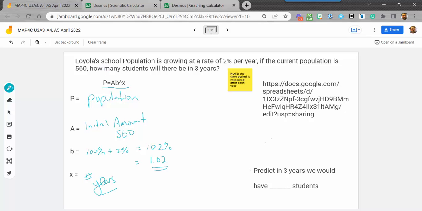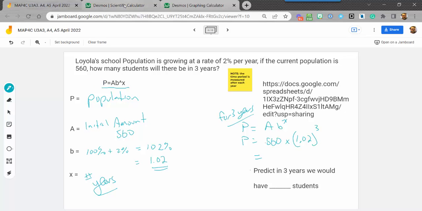I can do this in a spreadsheet. I'm going to show you that in a second. But we can also use just the formula P if I wanted to find for 3 years. In this case, X is the number of years, but if we wanted specifically for 3 years, P would equal AB to the X, or P is equal to 560 times B, which we said is 1.02 to the power of 3 if it was 3 years.